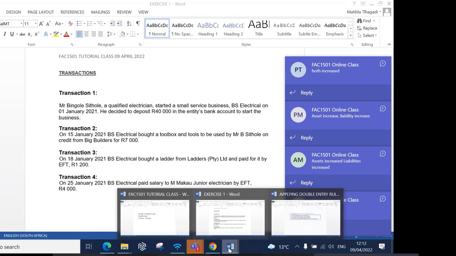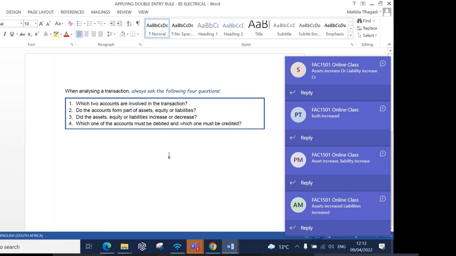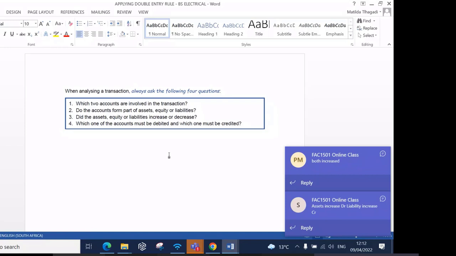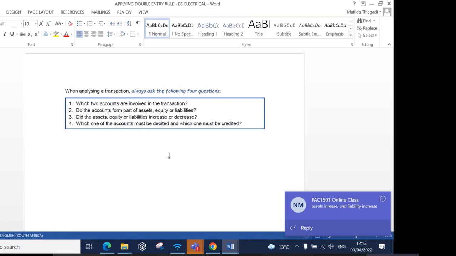There's more asset now for BS Electrical. BS Electrical has acquired an asset, so that will increase their assets in the business. That's why asset is increasing. As for liability, they just got a new liability into the company, so this increases their liability.